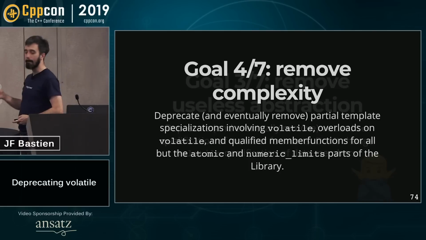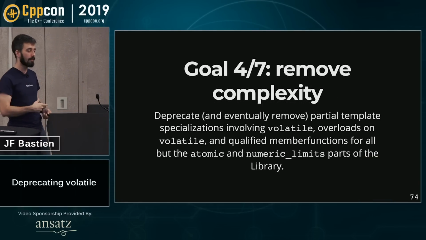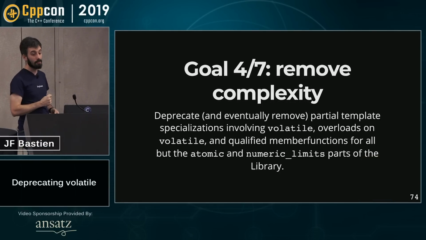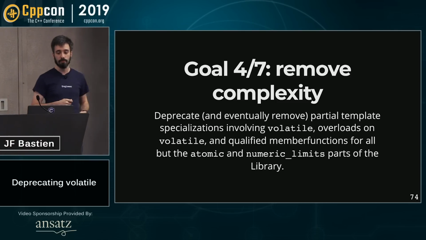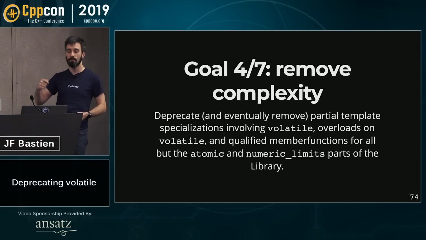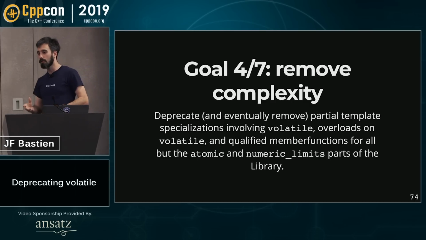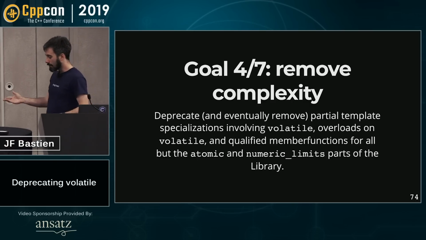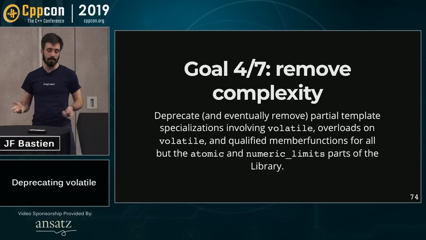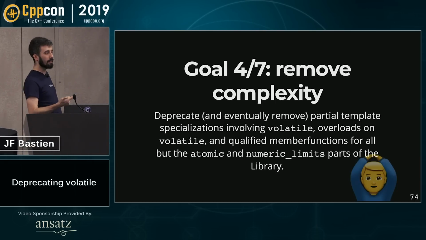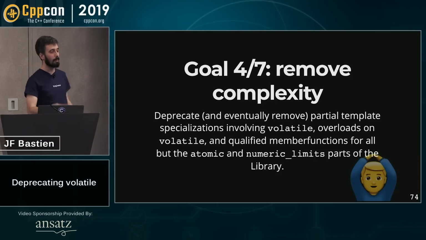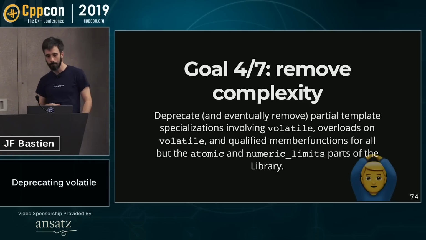Next thing, I want to remove complexity from the language. So I want to deprecate and eventually remove partial template specializations involving volatile, overloads on volatile, and qualified member functions for all but the atomic and numeric limits part of the library. That's a mouthful. Basically, I'm saying, in the library, we've tried to be volatile correct. It's a bad idea. Let's just do away with it. Did I succeed in that? Yes. It turns out that only tuple and variant really needed to get any surgery done, and it's only 4 member functions for each. Wasn't that hard.